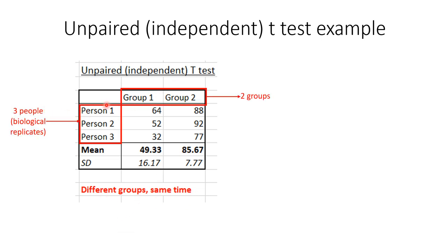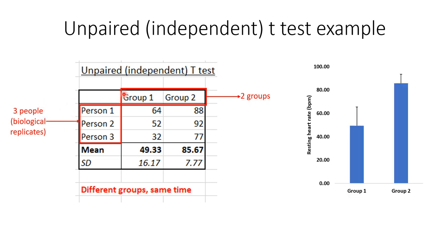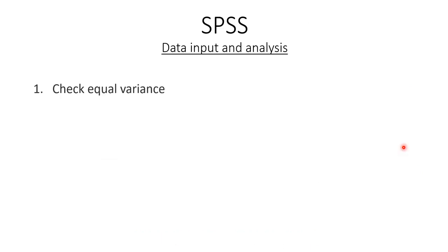And then you can break it down this way. So you've got 3 biological replicates in each of the 2 groups. And then if you plot this data, you can see, just looking at it, that group 2 has a higher resting heart rate than group 1, but we don't know if this is significantly different. And this is when you'd run the independent t-test. But we want to check the assumptions first. So first we can check equal variance and then normality.